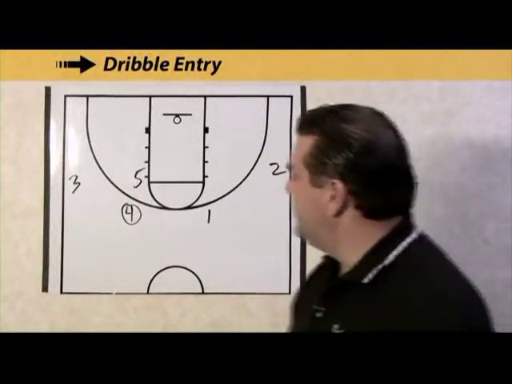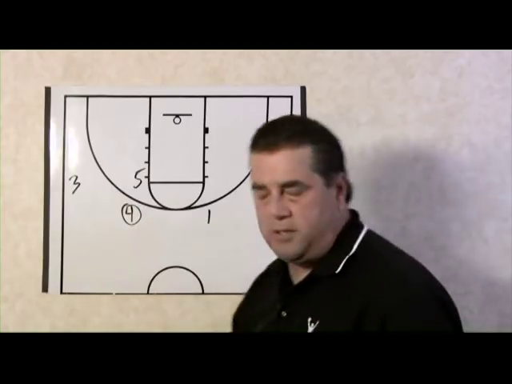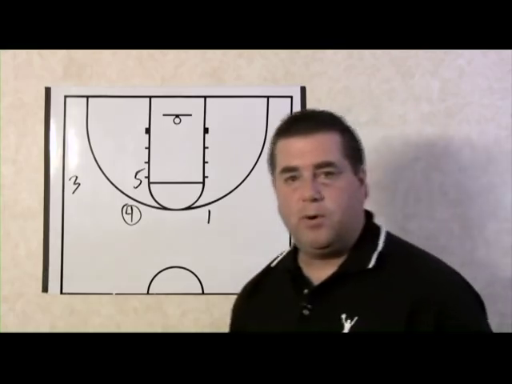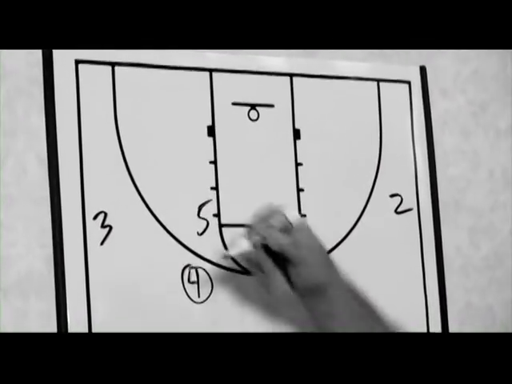Okay, now we've got the ball on the left side of the floor. 5, as I said, has come over to the ball side elbow. We're going to continue using dribble entries in this offense. A little later on, we're going to show you what we do when we pass the ball to the wing. But right now, we're going to stay with the dribble entry. The continuity will remain the same.